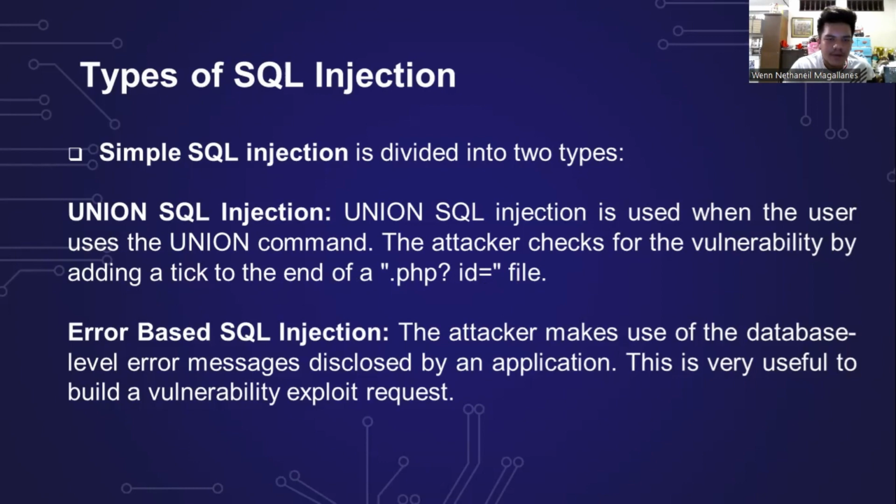Error-based SQL injection: the attacker makes use of the database-level error messages disclosed by an application. This is very useful to build a vulnerability exploit request. So here, as you can see, the attacker makes use of the database-level error messages disclosed by an application.